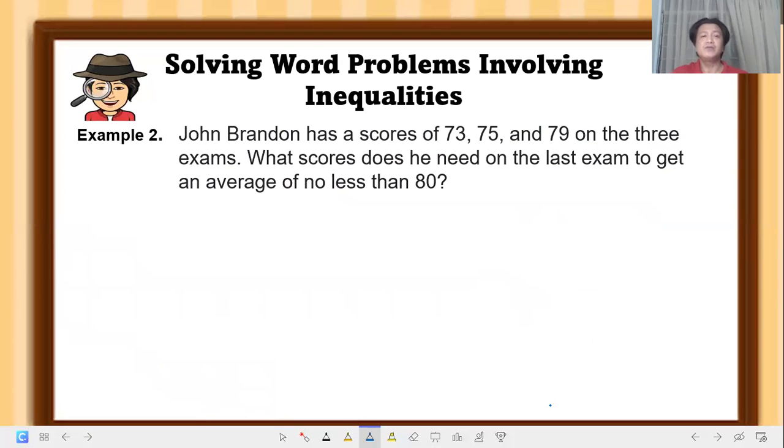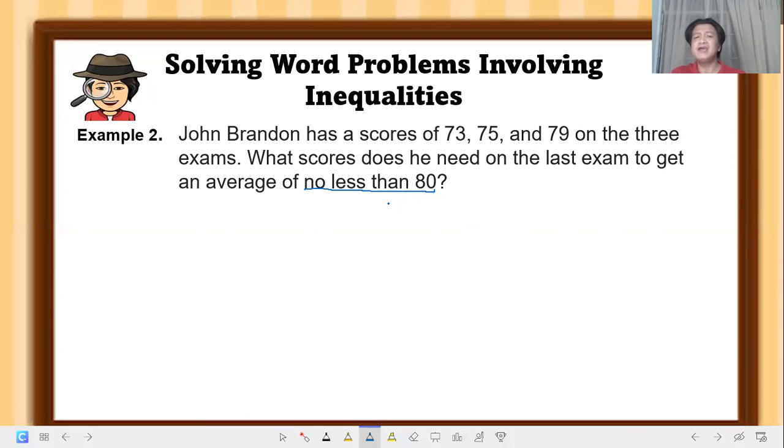Okay? Let's have number 2. John Brandon has scores of 73, 75, and 79 on the 3 exams. What score does he need on the last exam to get an average of no less than 80? Okay, take note. Identify the keyword natin. Gumamit siya ng salitang no less than 80.